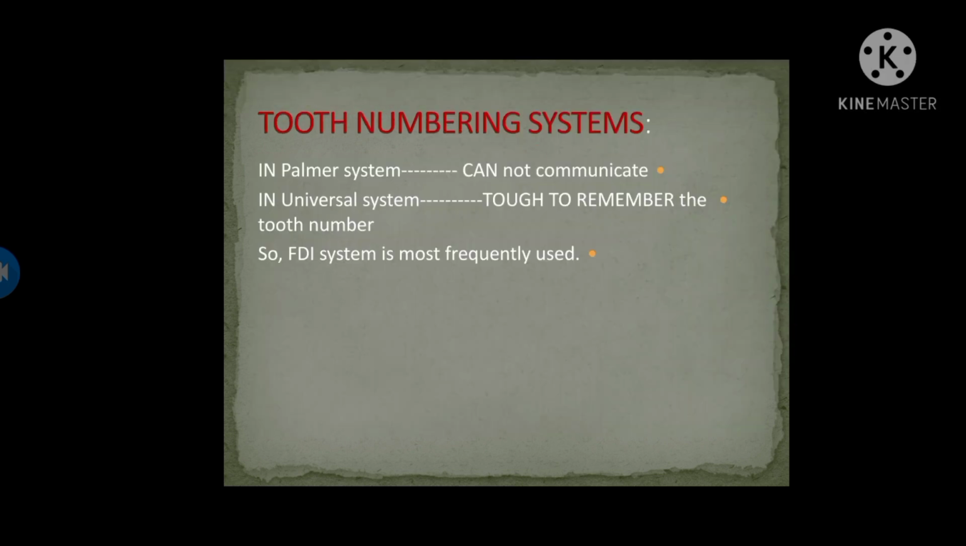In tooth numbering systems, in Palmer notation, it's very difficult to communicate because we are using symbols. So it would be really difficult to communicate which tooth is to be extracted or removed, whatever the scenario is. In the universal system, it is very tough to remember which tooth is number 26. In the FDI system, it's very easy.